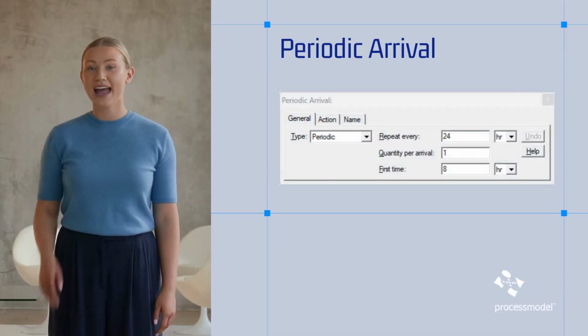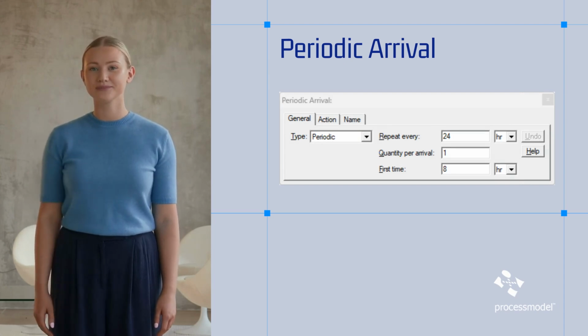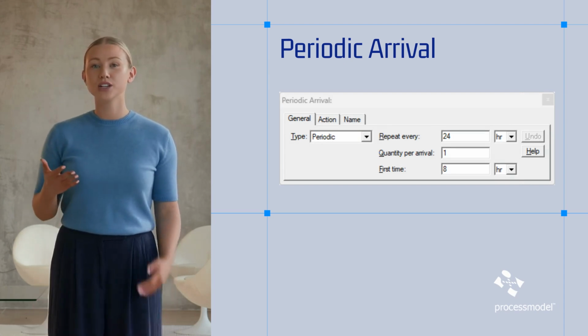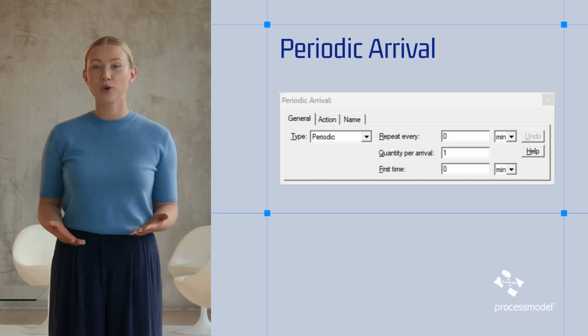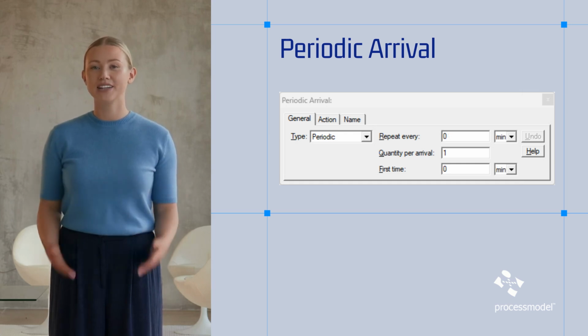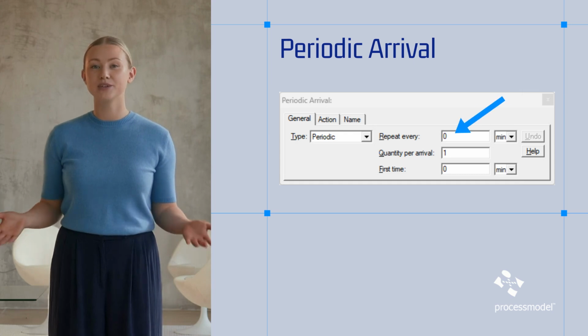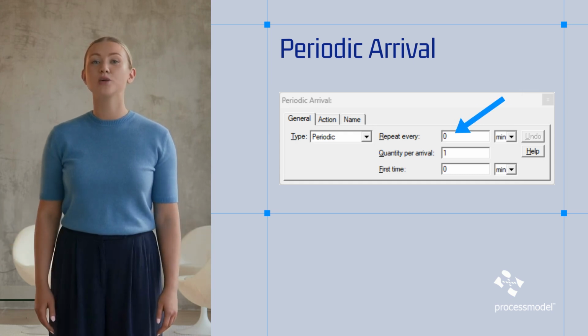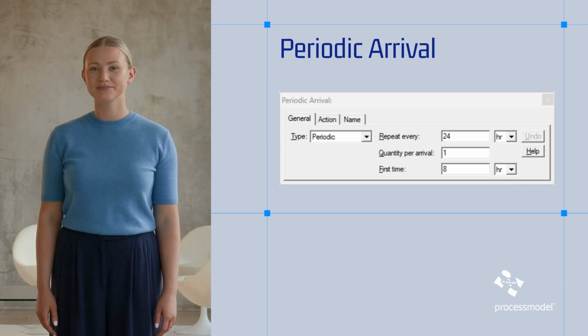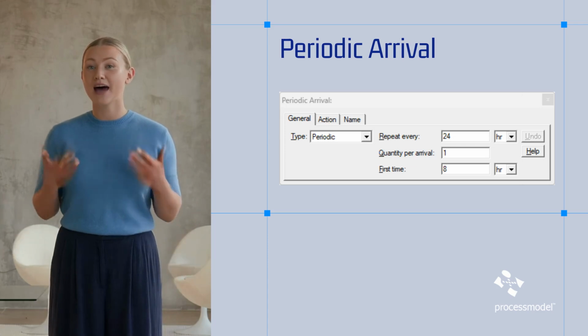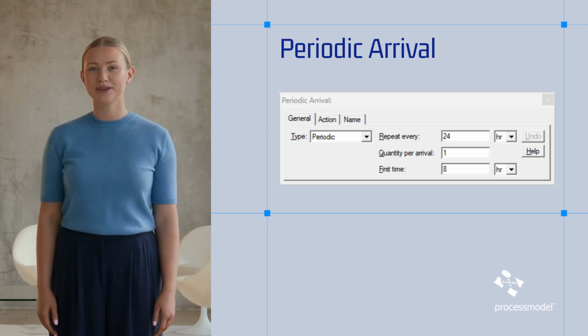Periodic arrival. Entities arrive at repeating intervals, hourly, daily, per shift. Also, use it to preload inventory at time 0 or to trigger a one-time event on a specific day. If the repeat every field is set to 0, the event will occur only once. To set a cadence, change the repeat every field to the time between arrivals.